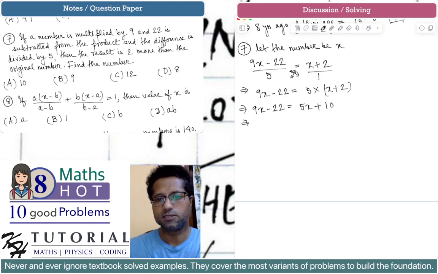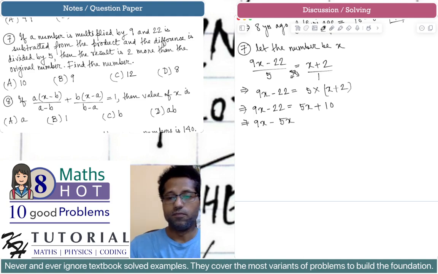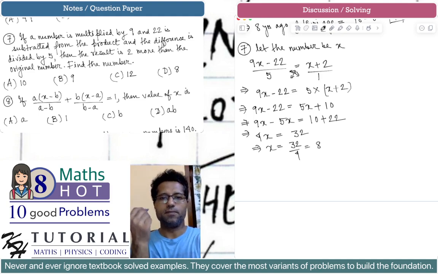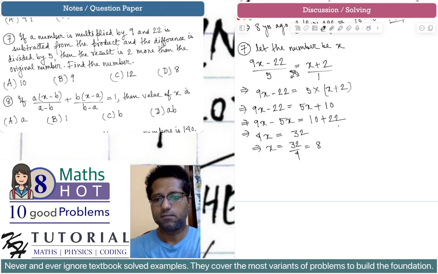Now, if you bring all the variable terms to the left hand side and all the constant terms to the right hand side, you get 9x minus 5x is equal to 10 plus 22. This implies 4x is equal to 32. This implies x is equal to 32 divided by 4, which is 8. So the number is 8, and hence the correct choice is D.